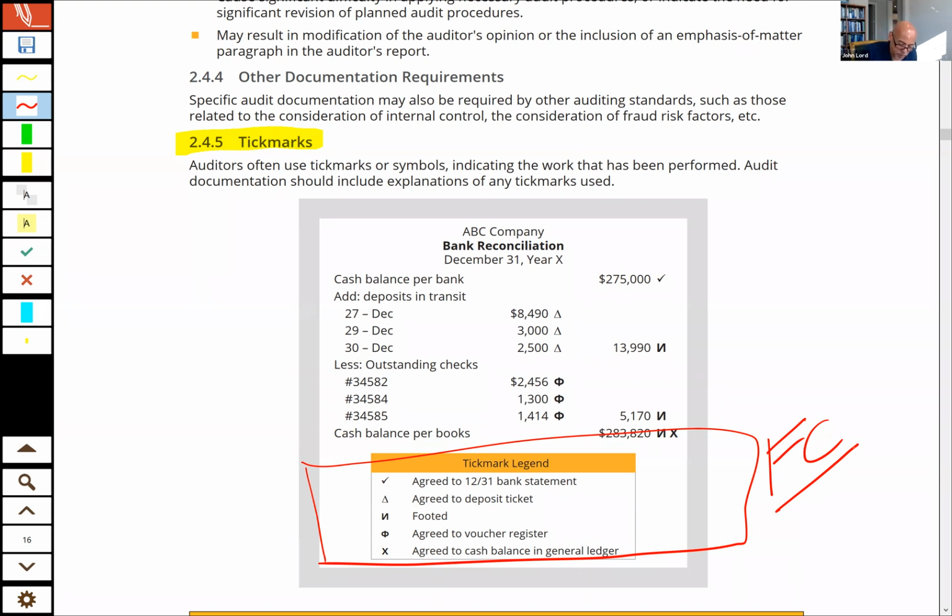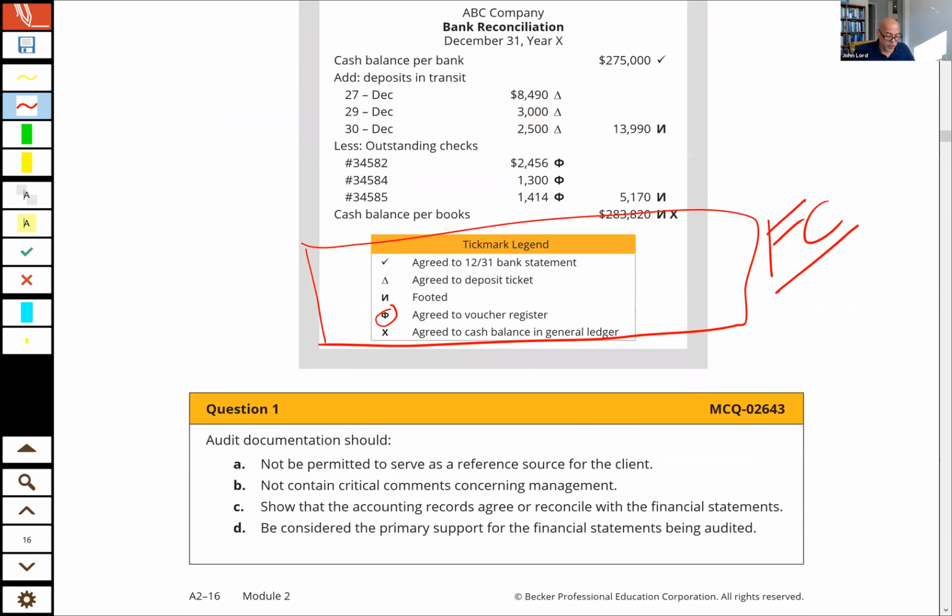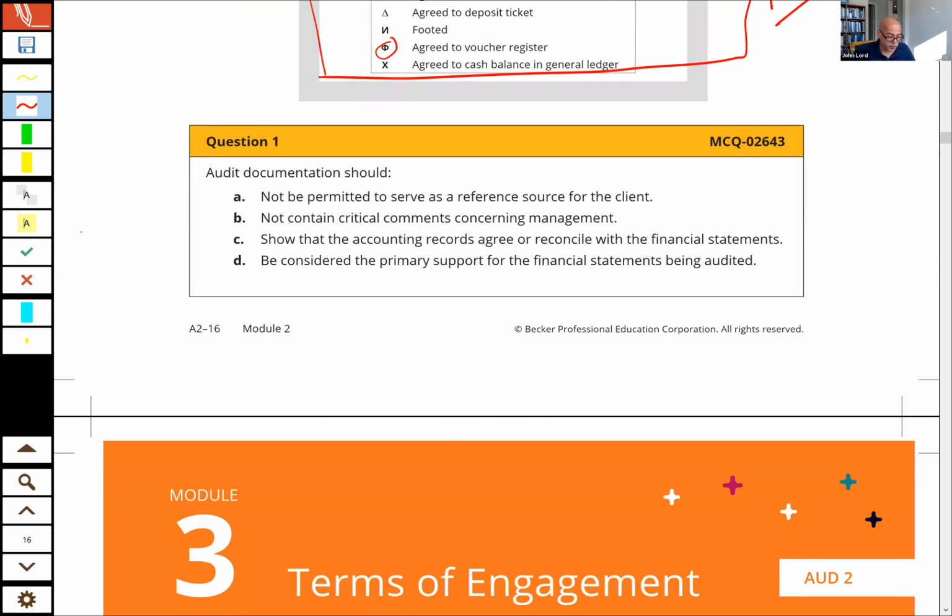I mean, if I put something like this in my work papers when I was a GAO, they'd say we caught the Zodiac killer. Okay, so that means nothing in the GAO where I worked. Yet for some CPA firms, maybe that does mean agreed to voucher register. Other firms, maybe it means we took a coffee break at that time. I don't know, but just flashcard those just in case. Okay, good. Let's take a look at this question about audit documentation.